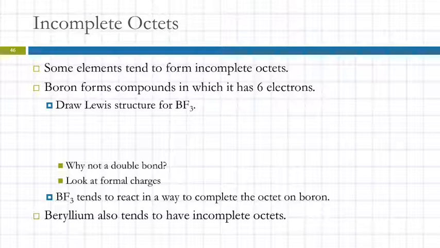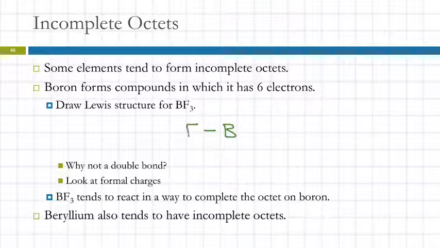We also have exceptions where the octet is incomplete, meaning it has fewer than 8 electrons. And this is going to happen with some of the smaller elements. So boron, right? Boron is element number 5, one of the little guys. Boron will often violate the octet rule in this way. So let's draw a Lewis structure for BF3. It's like best friends times 3 or something.